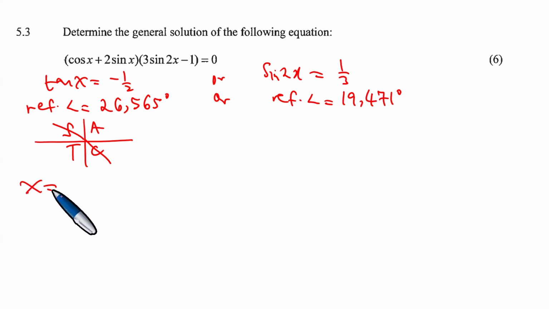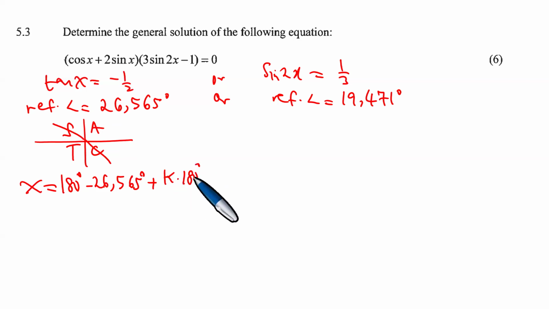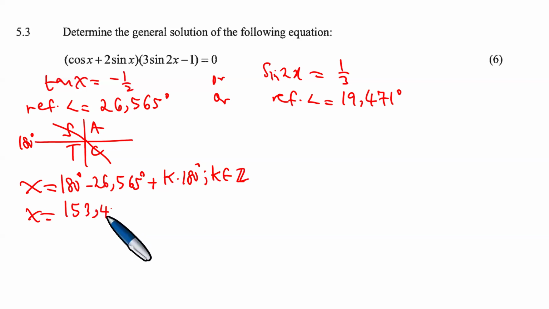Therefore, x is equal to 180 degrees minus 26.565 degrees plus k times 180 degrees, since the tangent has a period of 180 degrees, where k is an element of the set of integers. This takes us to the second quadrant, because 180 degrees minus 26.565 gives the angle required there. If we do the subtraction, we get 153.43 degrees plus k times 180 degrees, where k is an element of the integers.